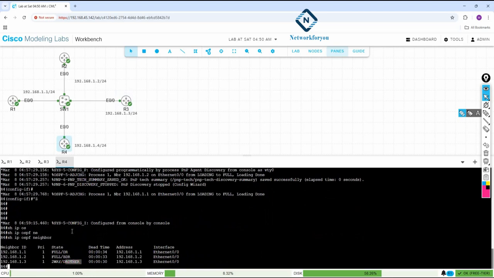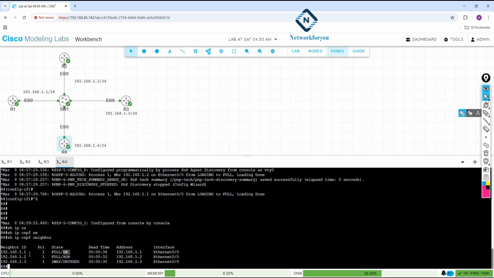As per theory, we said first they will check the priority, and all are having the same priority. Then after that they will check the highest router ID. The highest router ID is for R4. So R4 should become the DR, but here if you see, R1 becomes the DR.